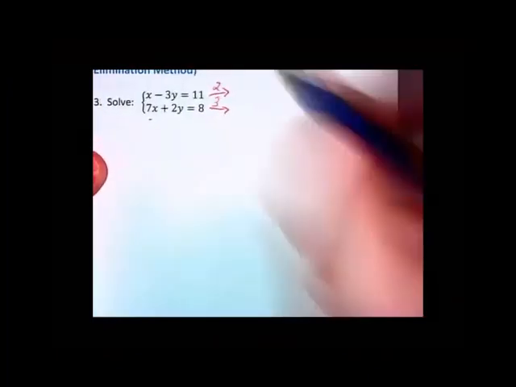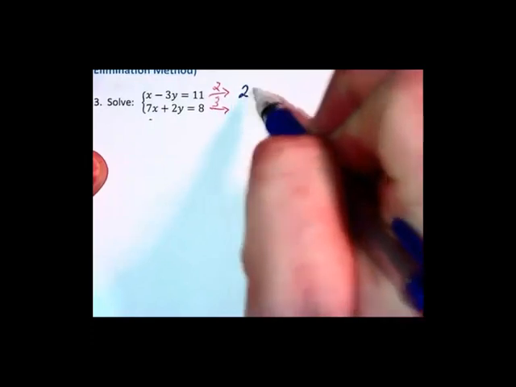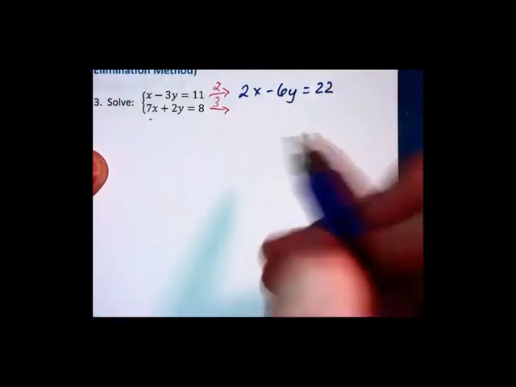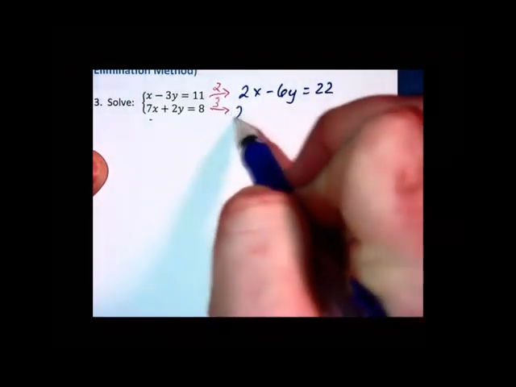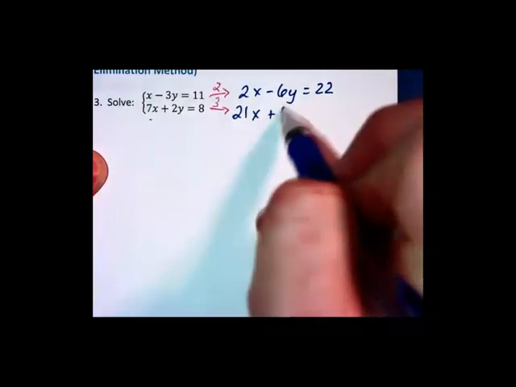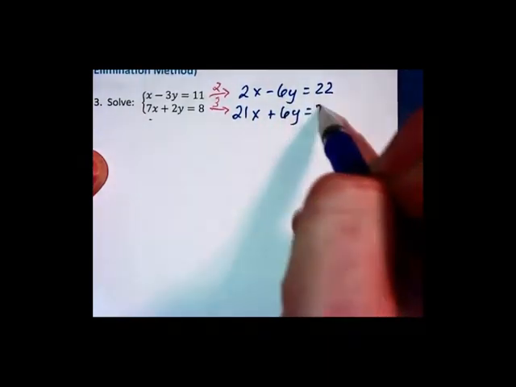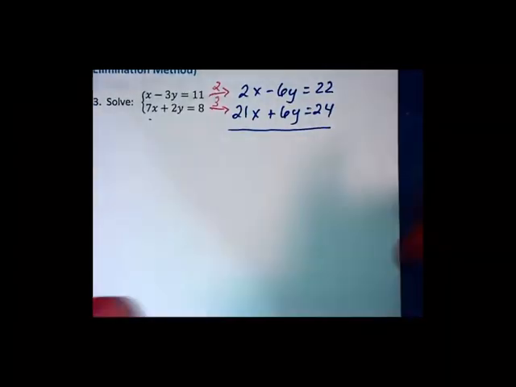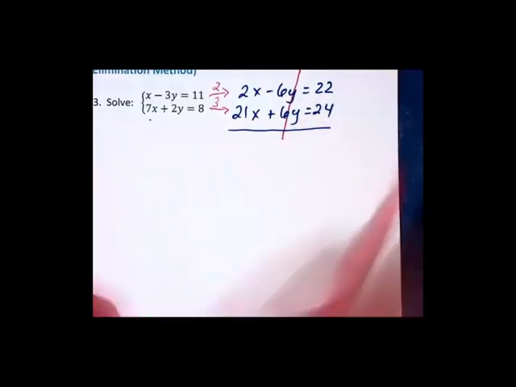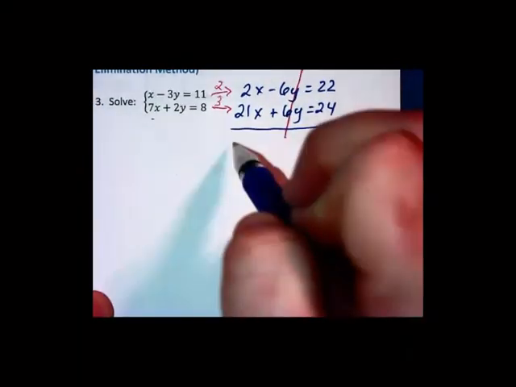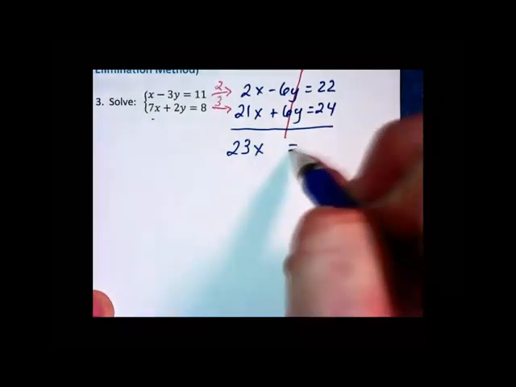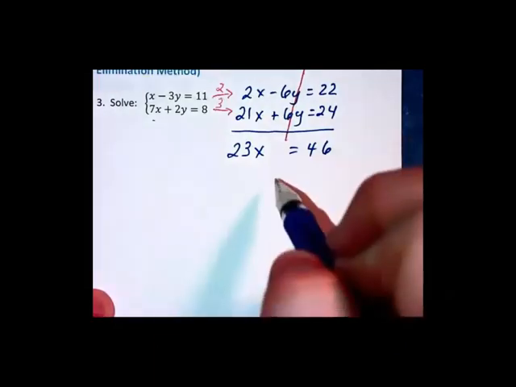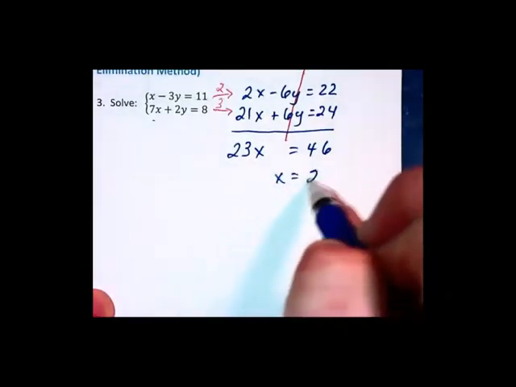Multiplying that first equation through by 2, I now have 2x minus 6y equals 22. And the second equation, multiplying through by 3, we have 21x plus 6y is equal to 24. Now you were probably wondering why he was multiplying through by those numbers, but now you can see that these 6 y's are going to cancel each other out. And so adding down, we have 23x equals 46, and that 23 goes into 46 very nicely twice, so we're going to have x equals 2.